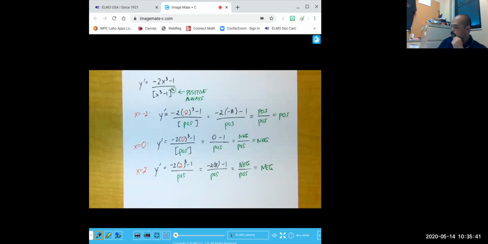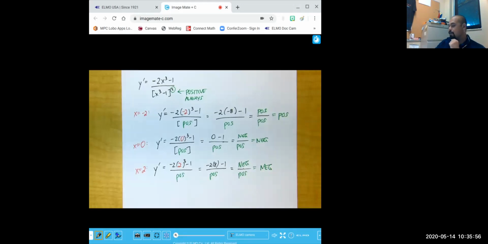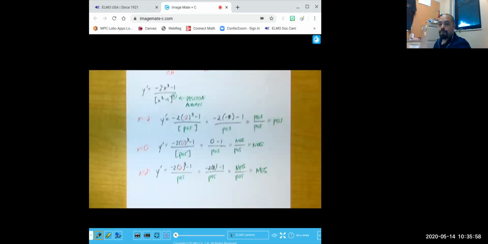So plugging in x is positive 2, negative 2, 2 cubed is positive 8, negative 2 times positive 8, negative 16, minus 1, still negative. Denominator, like we've been working on, positive all the way across, and negative over positive is negative. So then, up here, we're negative, we're decreasing on that side.